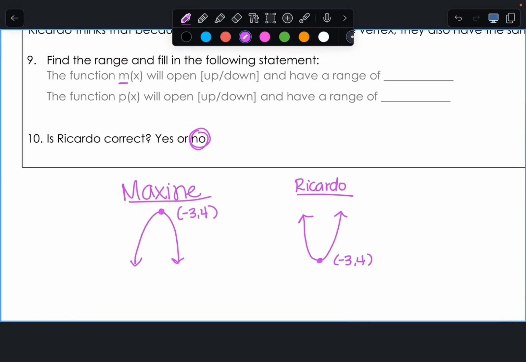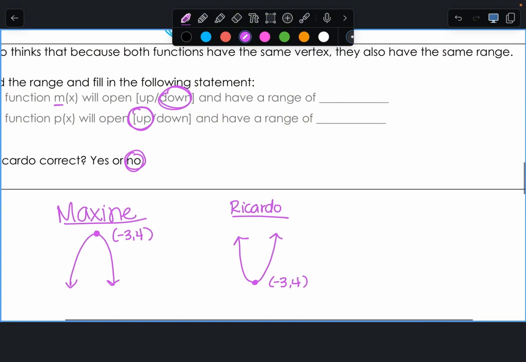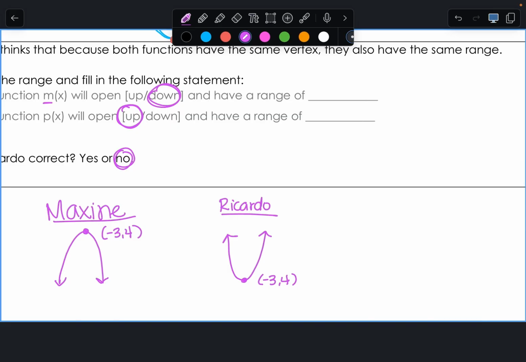Maxine's is going to open down. Ricardo's is going to open up. What is the range? Well, let's figure it out. Maxine, her vertex, is that a maximum or a minimum? Maximum. It's a max. What about Ricardo? Is that a maximum or a minimum? Minimum. Okay. Think about that when you're writing your range, because we always write from min to max.